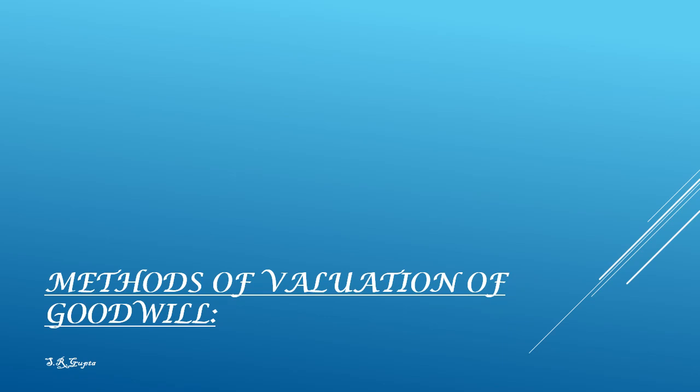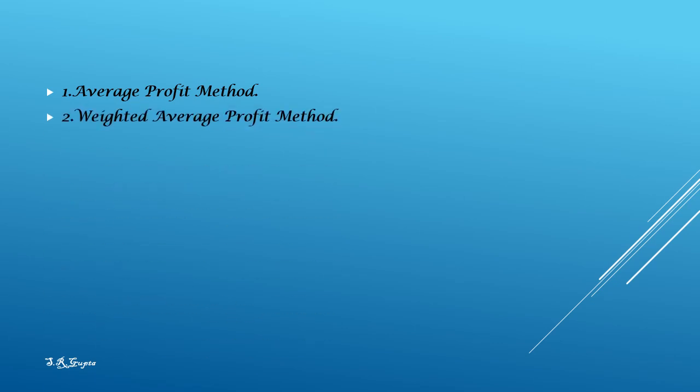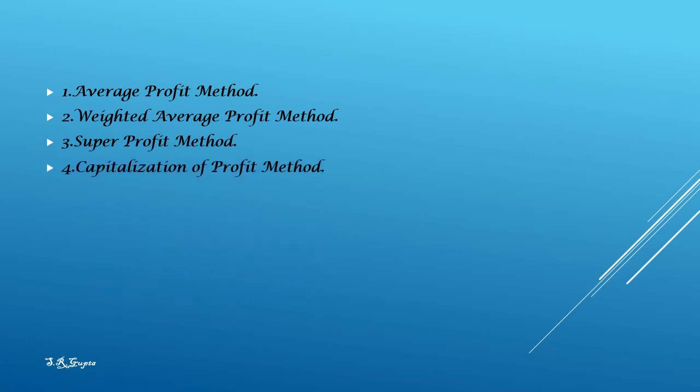Now let's see the methods of valuation of goodwill. There are a total of 5 methods given in your textbook to find goodwill. The first method is the simple average profit method. The next one is the weighted average profit method. The third method is the super profit method. The fourth one is the capitalization of profit method, and the last one is the super profit capitalization method. So let's start with the average profit method. It's a very simple method.